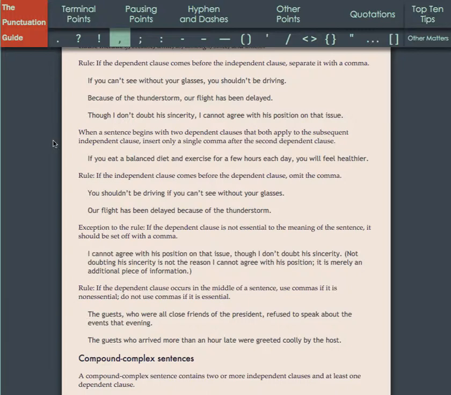In another example, when a sentence begins with two dependent clauses that both apply to the later independent clause, if you eat a balanced diet and exercise for a few hours each day, you'll feel healthier. Again, the same inversion principle. The sentence really is, you will feel healthier if you eat a balanced diet, and so on.